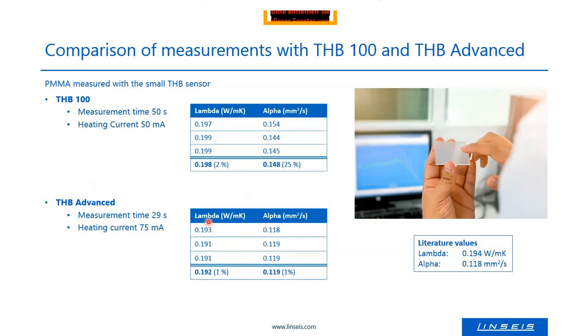The accuracy is also very good. In this case, 3 measurements have been performed, and on average it's 0.192, within 1% of the literature value. And now you can see that this is a very good thing: the alpha, the thermal diffusivity, we can measure now, due to the much better time resolution of the experiment, also within 1% for plastics.